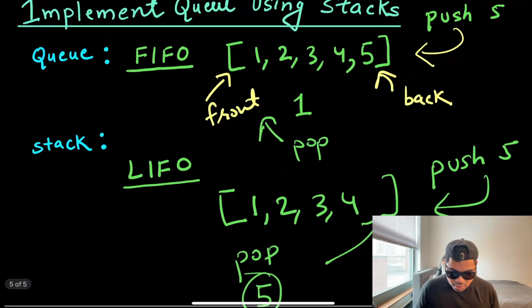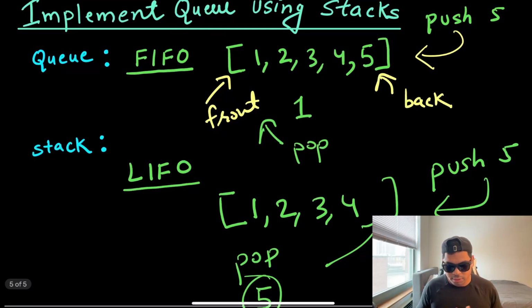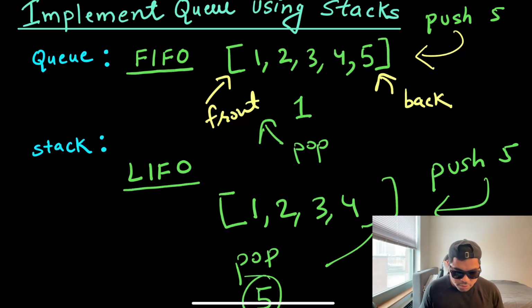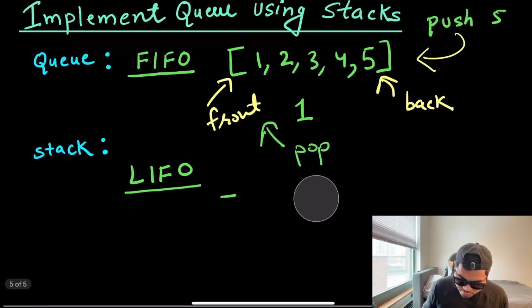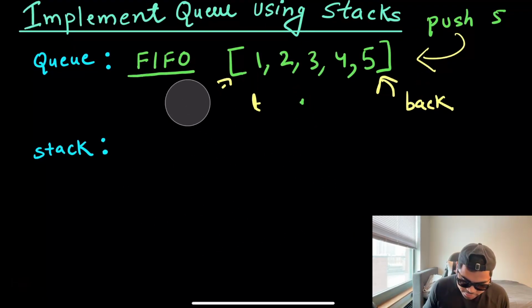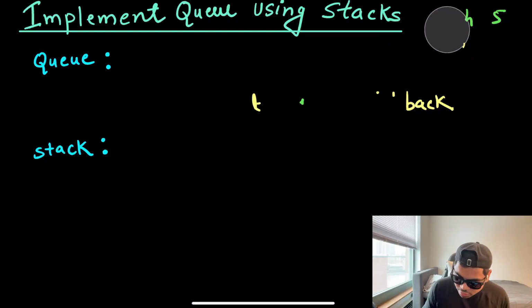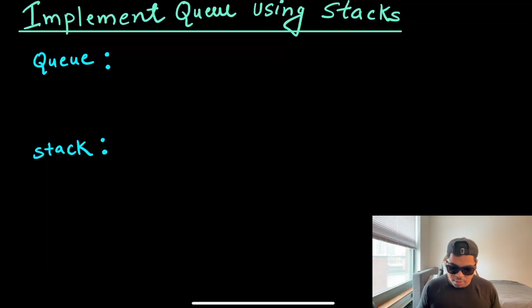Now we understand the differences between queue and stack. Now we need to implement FIFO using LIFO. Basically, we need to implement a queue using 2 stacks, and they have asked us to use exactly 2 stacks. Let's see how actually we are going to do that. Now we understand FIFO and LIFO. Let's talk about how we will be implementing it.